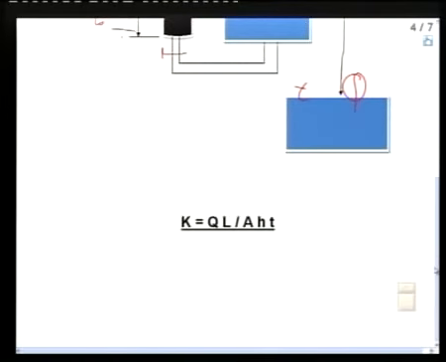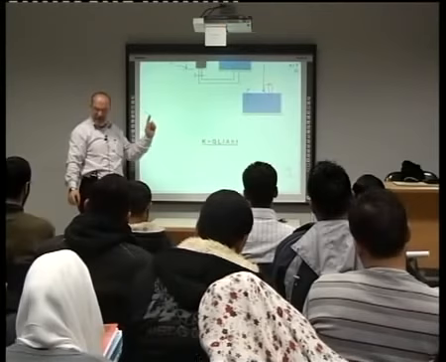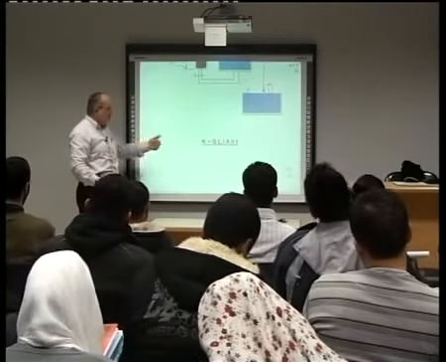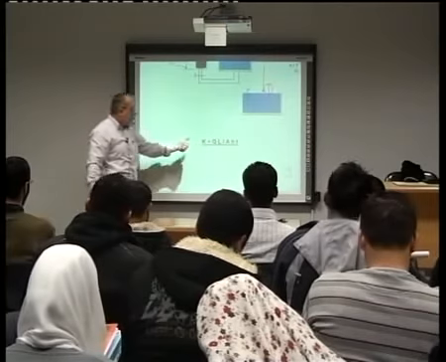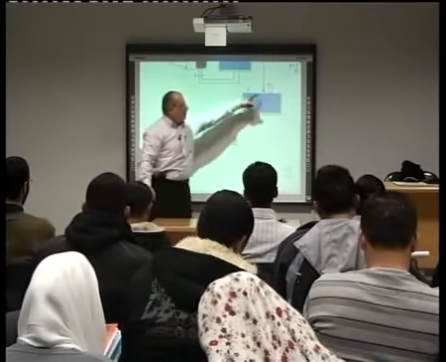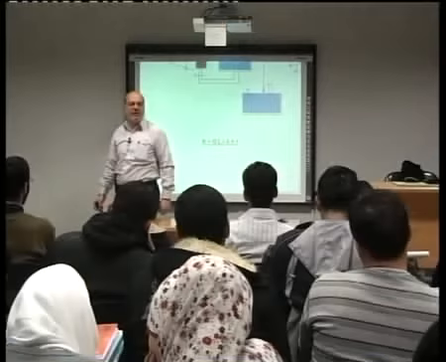Remember that equation: Q equals K multiplied by delta H over L multiplied by A multiplied by T, right? So from it I can find K, the coefficient of permeability. What will it be? K equals Q, I know it, multiplied by L, I know it, divided by A, I know it, divided by H, which is fixed, the difference, divided by T, the time of the test.